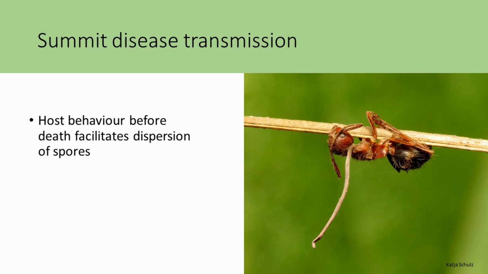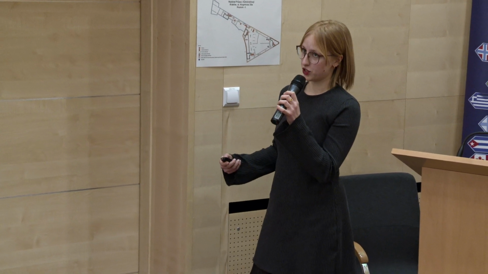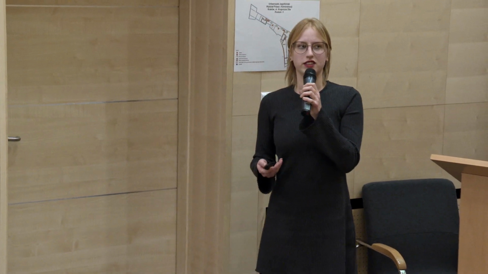And another very peculiar form of fungal infection in insects is summit disease transmission, where spores are dispersed after host death and are also dispersed passively by the environment. So you can wonder, what is the difference between this and regular non-manipulative transmission, which is most common? The answer is, before the host's death, the fungus positions the insect so that later on the insect cadaver is positioned in a way that facilitates the spores' dispersal.